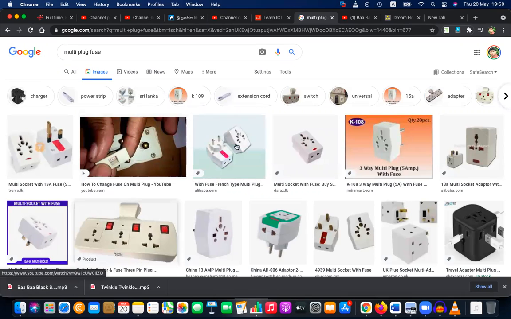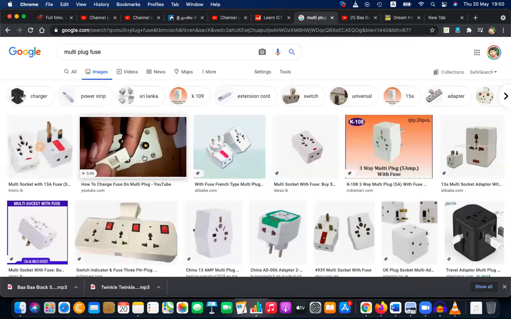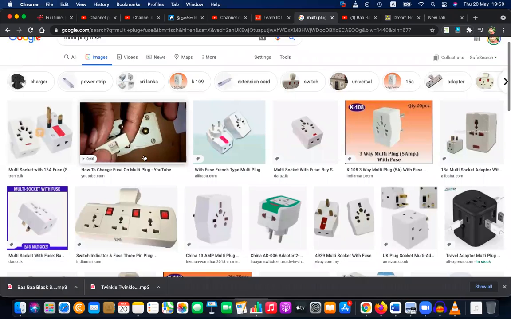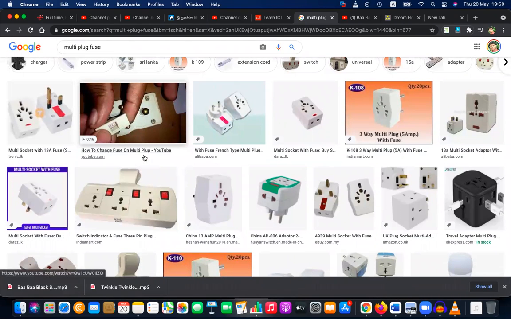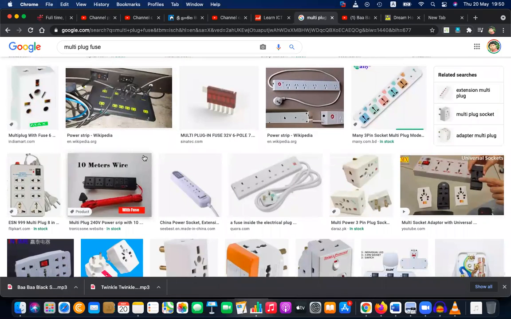Here, in the corner or the back side of your multi plug, there's a fuse. Normally our local voltage is above. Yes, in the wire ends of the wire cord, in the plug-in place. Yes, sir. It has written fused.